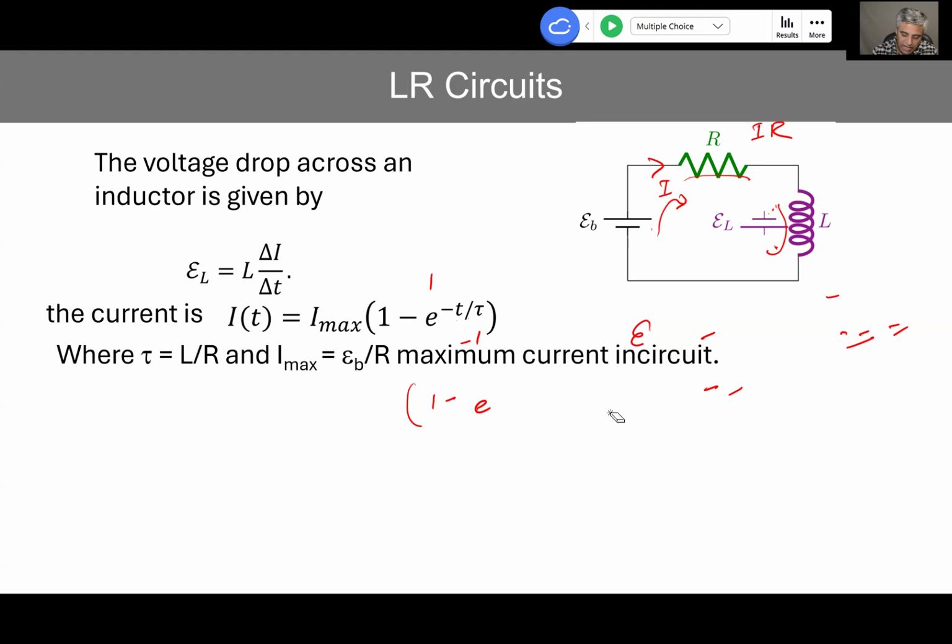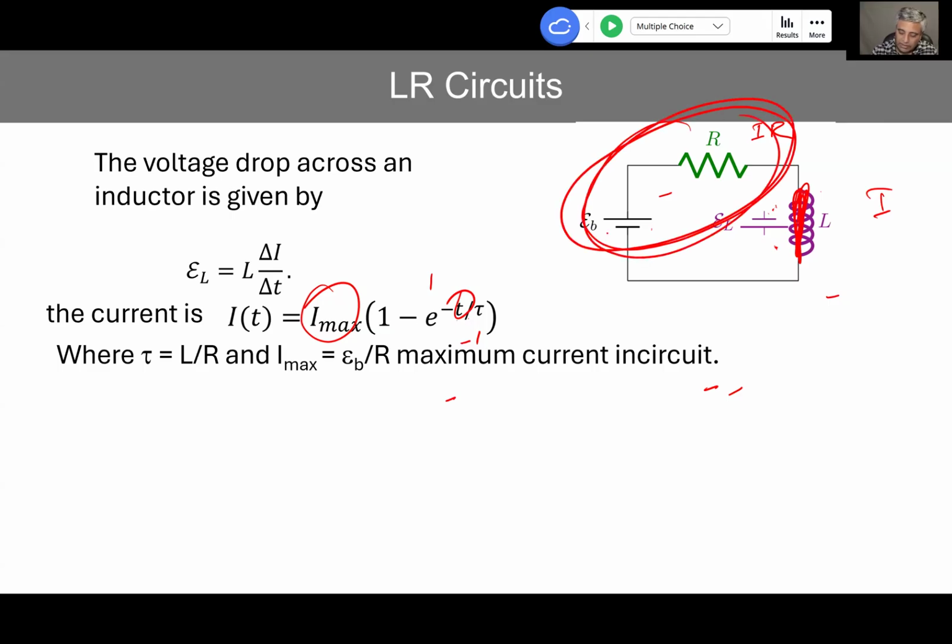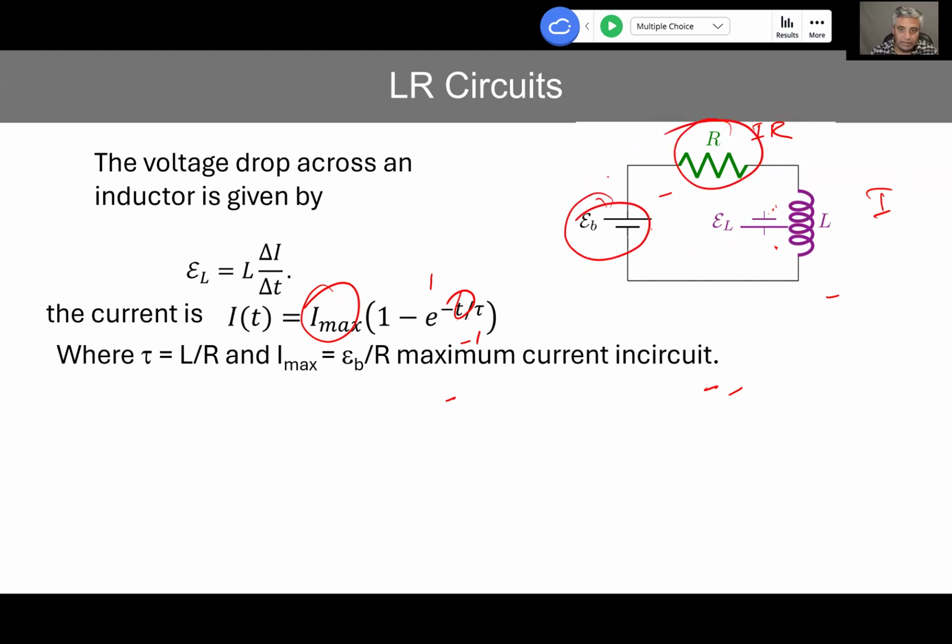So in this case, what is the maximum value of current? Just like I said, after a long time, current becomes maximum. When that happens, the inductor acts like just a wire. After a long time, and that takes less than a second, it acts like just a connecting wire. So the current at that moment is going to be just the voltage of the battery divided by R, given by Ohm's law.